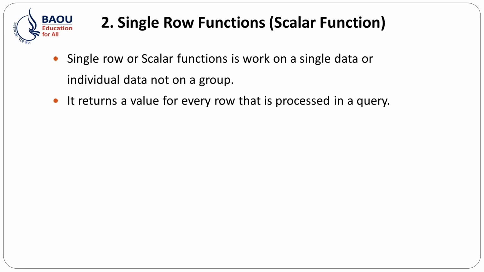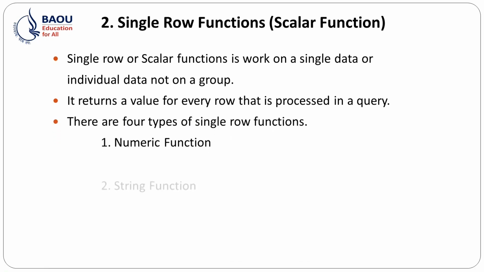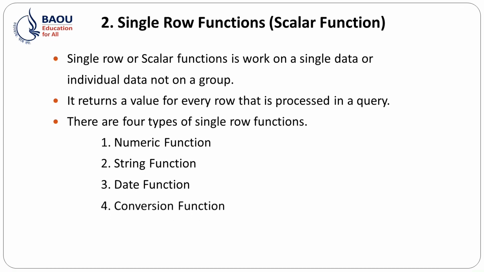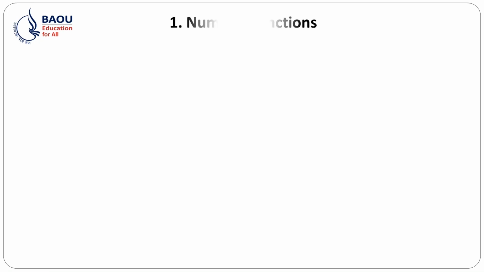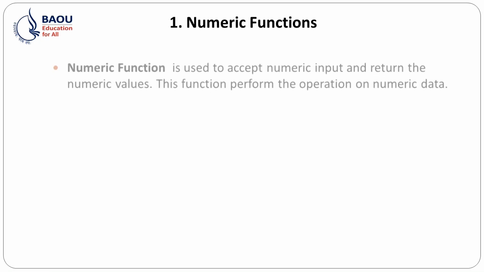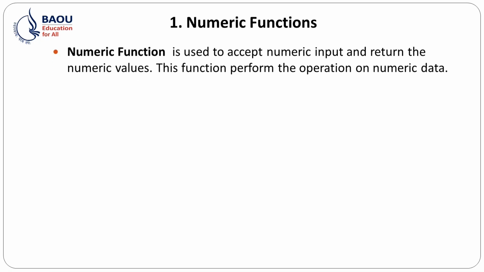There are 4 types of single row function. First is the numeric function, second is the string function, third is the date function, and fourth is the conversion function. See, first, the numeric function. These are functions that accept numeric input and return a numeric value. These functions perform operations on numeric data.